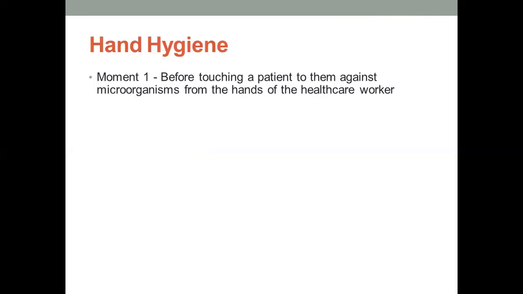First is hand hygiene. The 5 moments of hand hygiene are the most important thing you should learn. Hand hygiene alone can prevent a lot of transmissible infections and diseases, even multi-drug resistant infections like MRSA and VRE. The main causative factor in the spread of these infections is not doing proper hand hygiene. The first moment is before touching the patient, to protect them against any microorganisms from the hands of the healthcare worker.